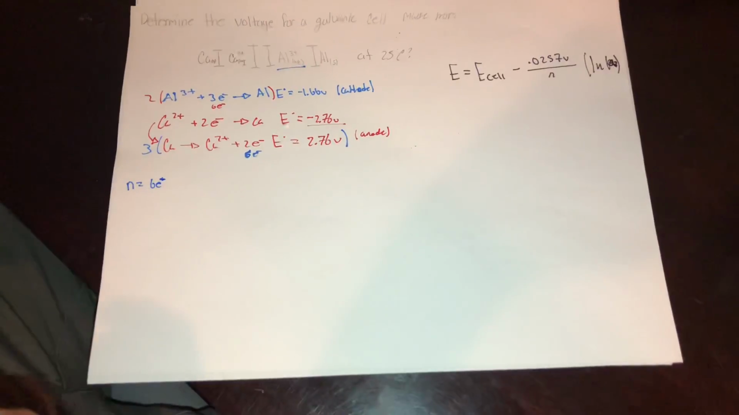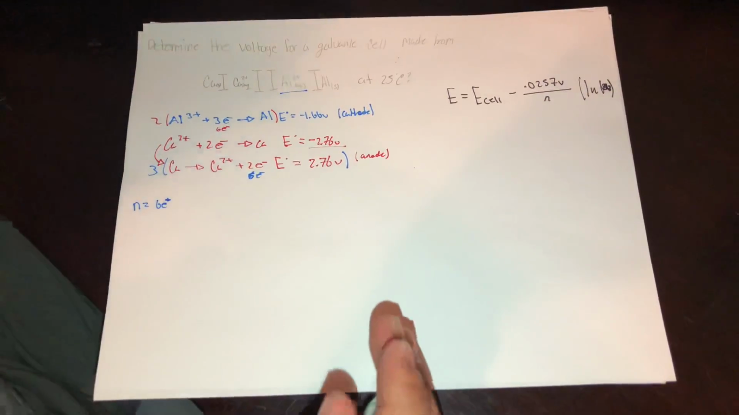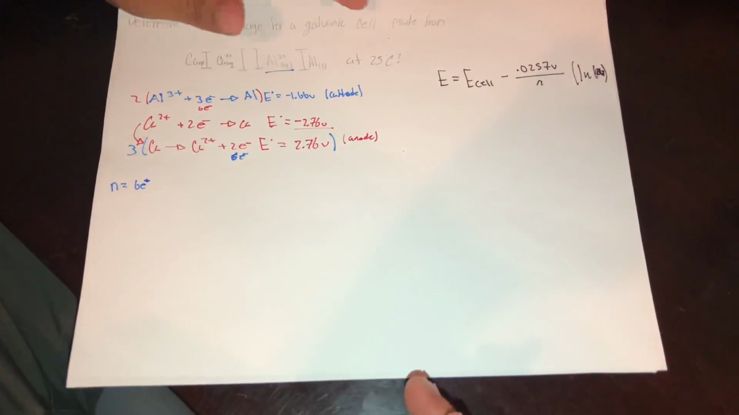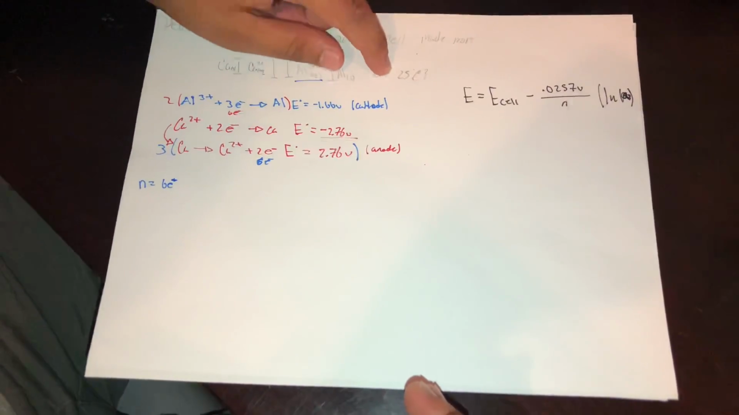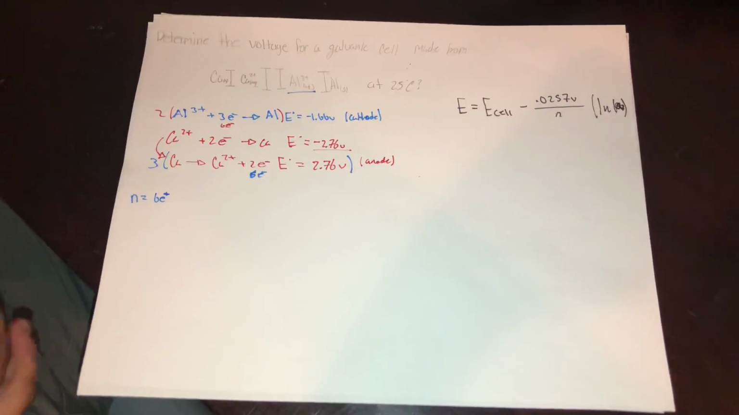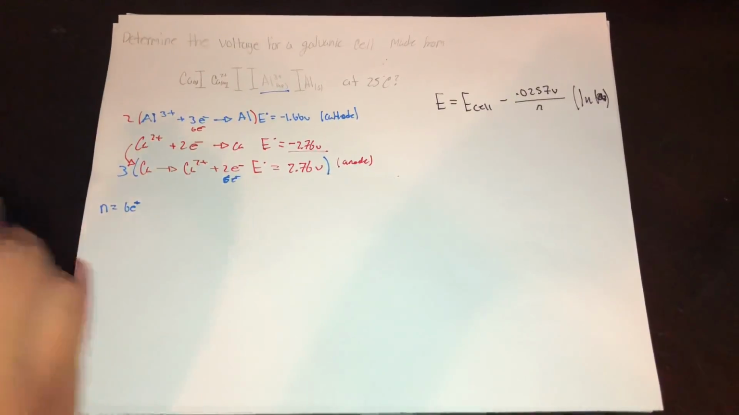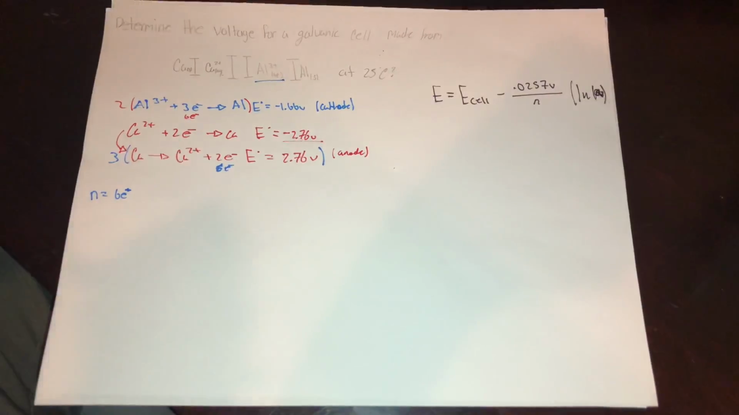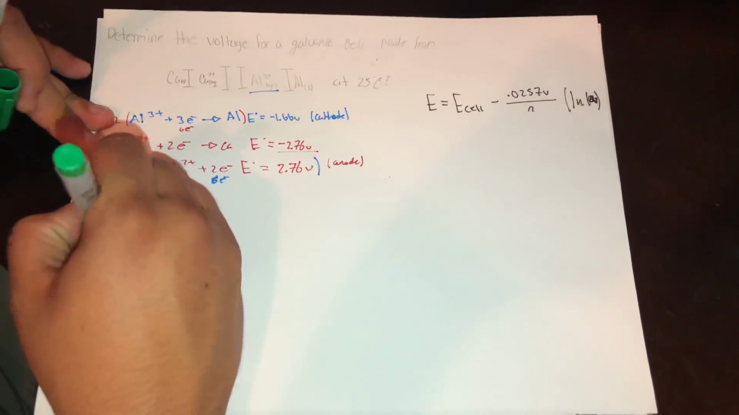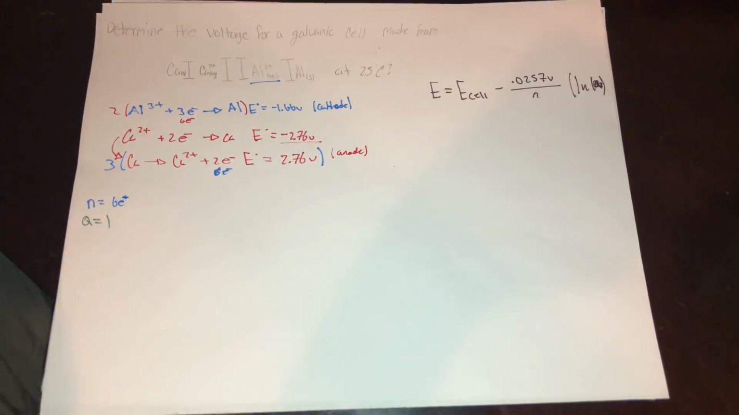And then your Q, this is something weird, but it's always going to be the same. For Q at 25 degrees Celsius, it's always going to be 1. So right here, Q equals 1 at 25 degrees Celsius.